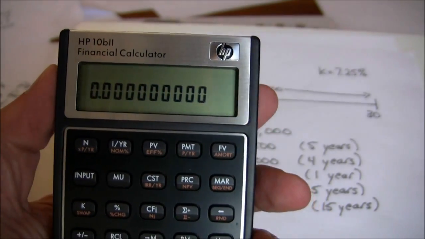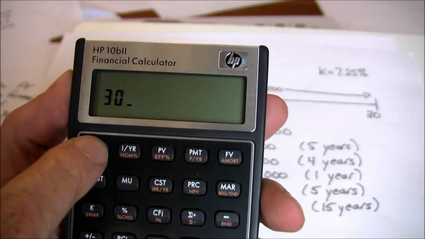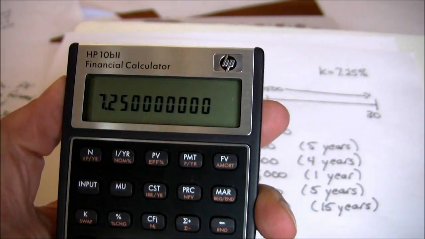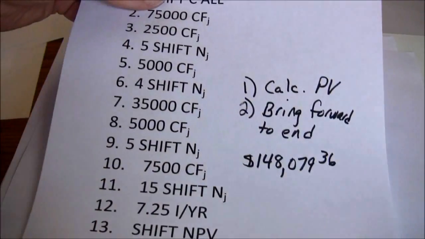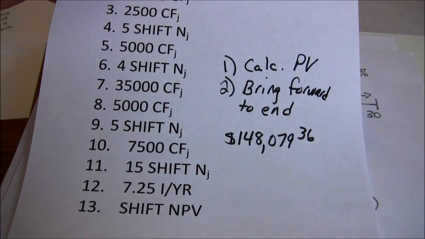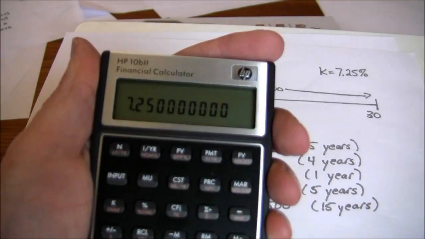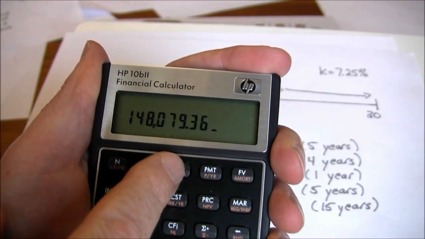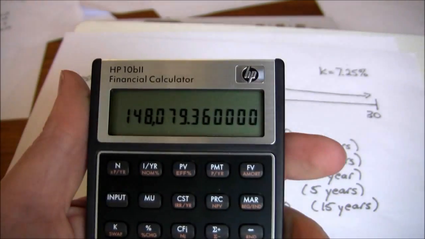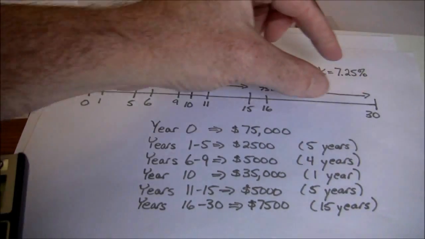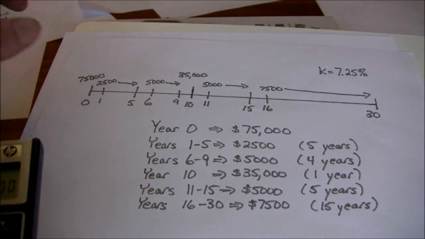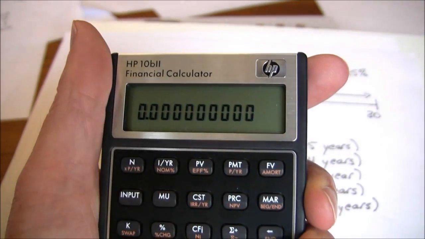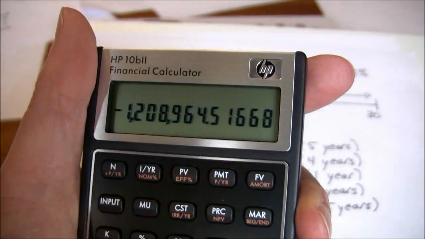We've got a 30-year time horizon, so 30 is our N. Our rate of return is 7.25%. Our present value is that $148,079.36. So put that in as our PV. We don't have an annuity stream because we've taken all these cash flows and brought them back to a single value. So there are no additional cash flows. So just zero out the annuity. And now we want to solve for future value.